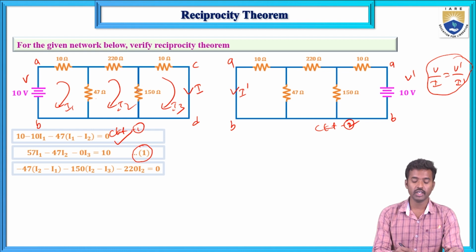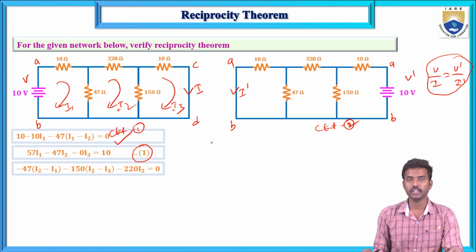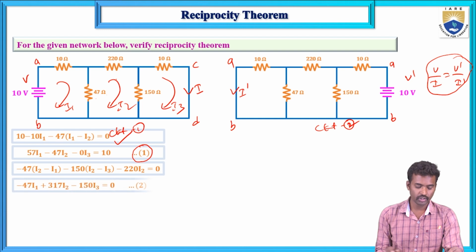Second, if you apply KVL in the second mesh, minus 47 (I2 minus I1) and 220 I2 and 150 (I2 minus I3) equals 0. The algebraic sum of total voltages in a loop equals 0 according to KVL. So all resistive drops summation must be 0. Now simplify this: minus 47 I1 and minus 150 I3 and plus (47 plus 220 plus 150) equals 417 I2. This is equation number 2. Now third mesh.